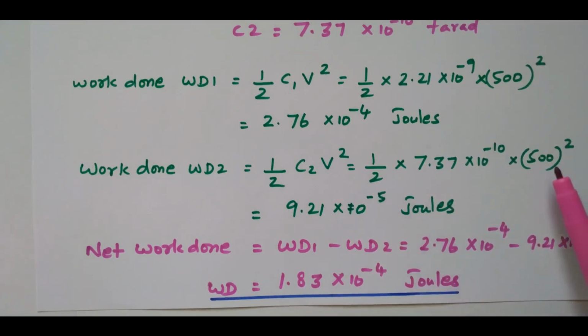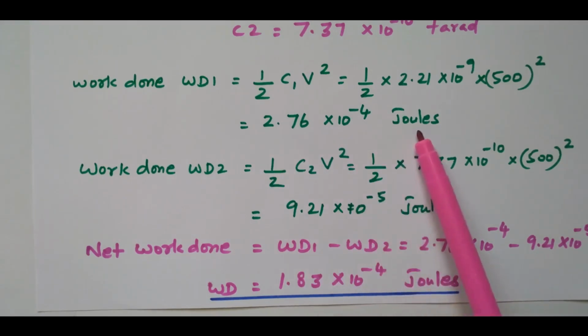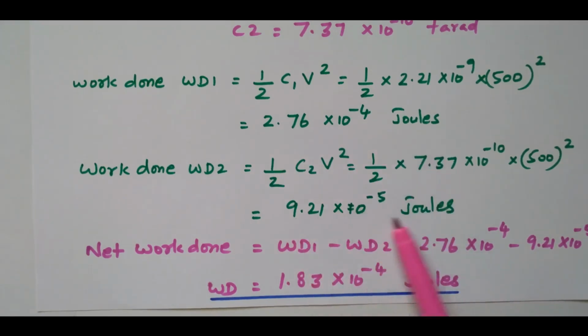V square is 500 square. By simplifying what we got, 9.21 into 10 to the power minus 5 joules. Right? So this is the work done when it is 1 millimeter. This is the work done in 3 millimeter. Then what is the net work done? Difference between these two, WD1 minus WD2. We need to subtract these two values.